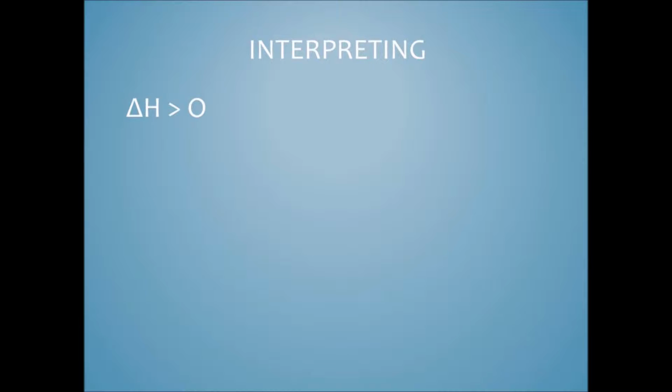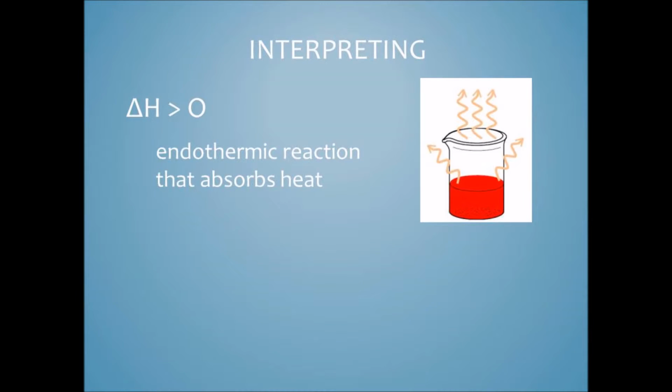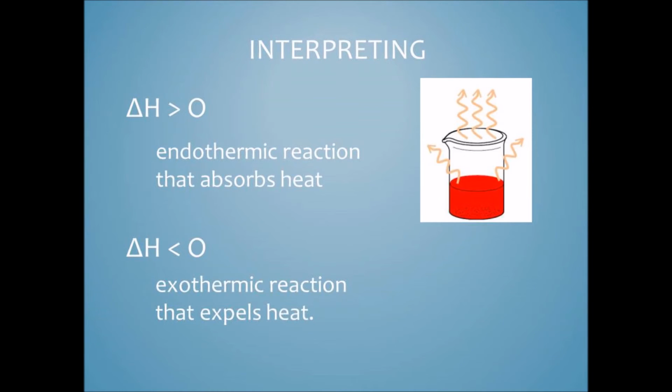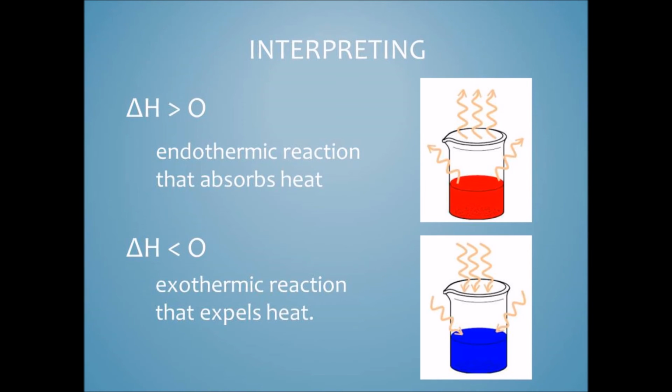Another way to interpret Gibbs free energy is to take the delta H and compare that to 0. If delta H is greater than 0, it's endothermic, which is a reaction that absorbs heat. Or if it is a delta H that is less than 0, it's an exothermic reaction that expels heat.